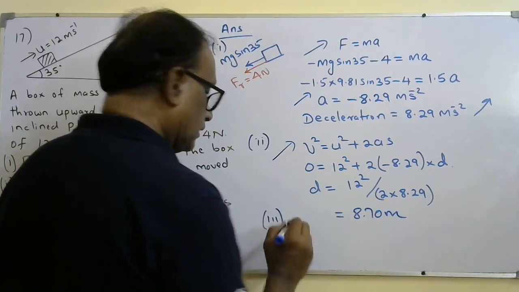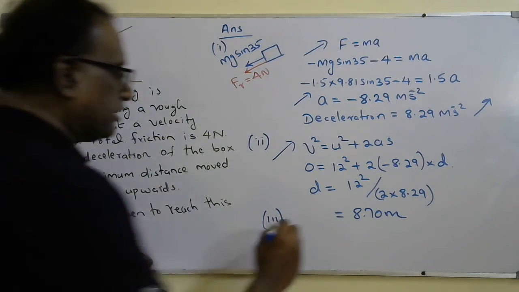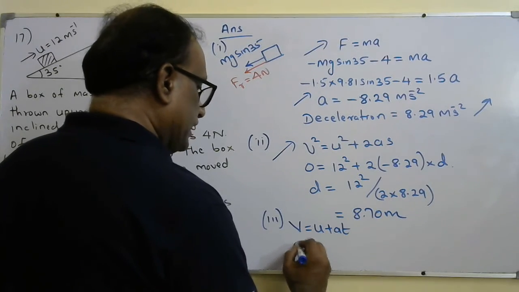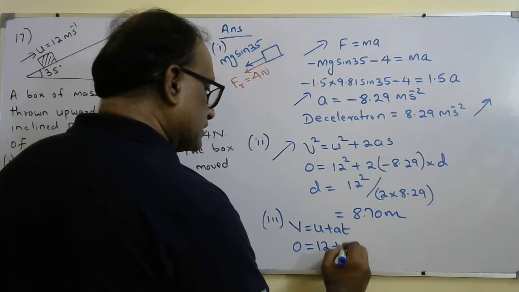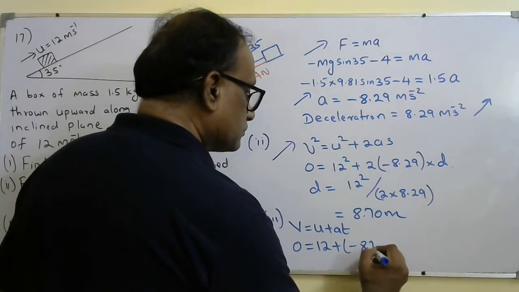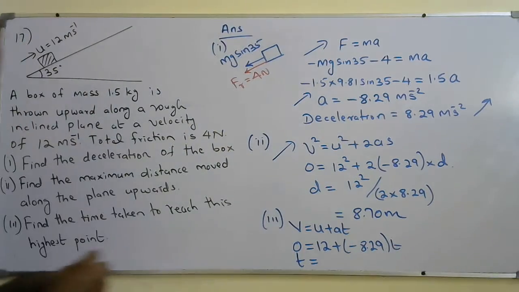Third part, they asked to find the time taken to reach the highest point. I can use v equals u plus at along the plane up. v is 0, u is 12, plus the acceleration along the plane up, which is minus 8.29, times t. Find t. That is 1.45 seconds.